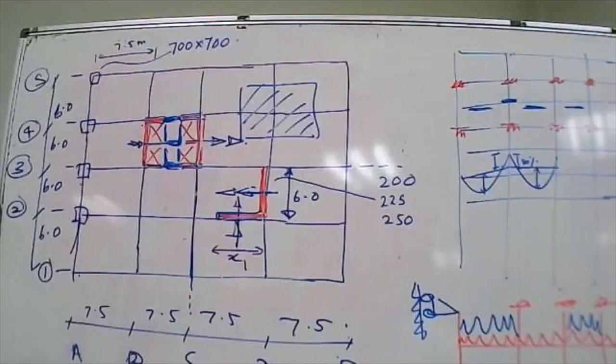So basically, in the beam, I would be a little generous with the bottom reinforcement. Yeah. Because any failure in bottom reinforcement, it'll end up with a crack.